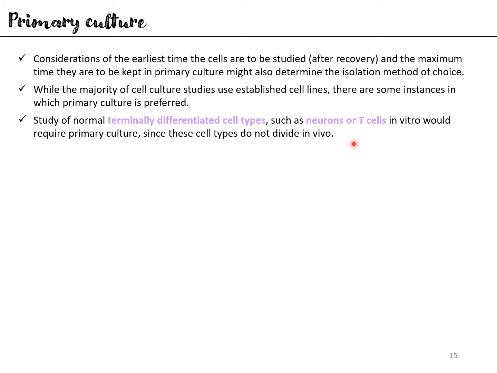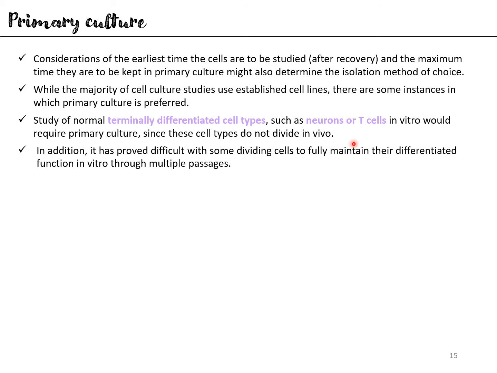While others, for example smooth muscle cells that you have isolated from the lungs of your subjects, you can maintain for only a certain number of passages, but definitely not for very prolonged periods of time. In addition, it has proved difficult with some dividing cells to fully maintain their differentiated state in vitro through multiple passages. Under that situation also, you can only maintain them for a certain number of passages, and after that you have to go back to the beginning and establish the cell culture again. So this makes it actually more difficult to deal with.